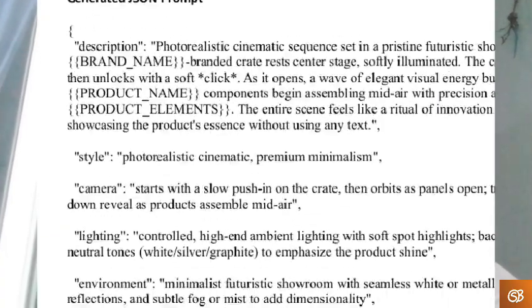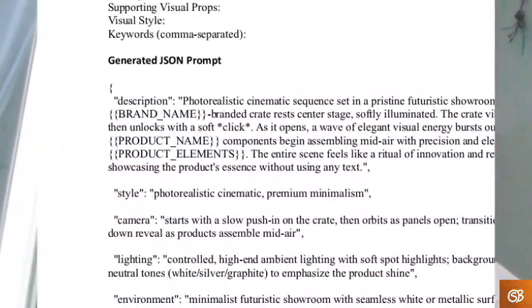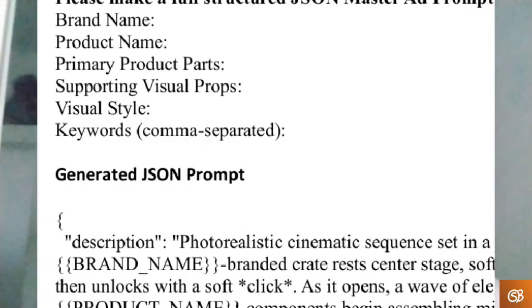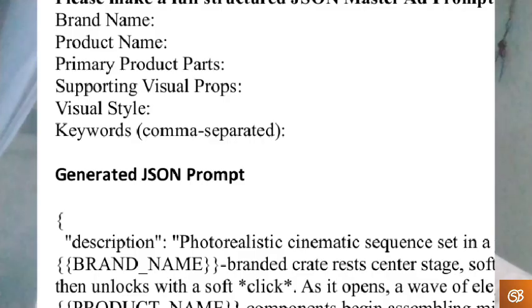Then over here, look at it here. In this place, you are going to write it once. Brand name, you write it. Product name, you write it. Product primary key, you write it. Primary product part, you write it. Supporting visual props, you write it. And visual style, also write it.